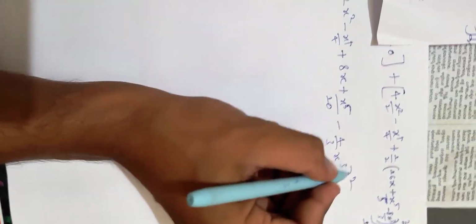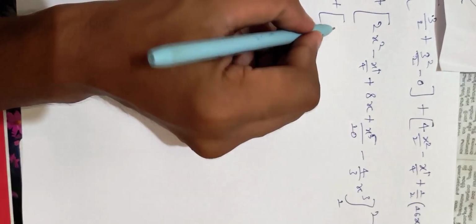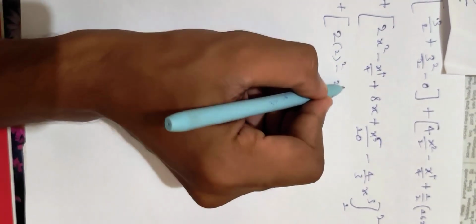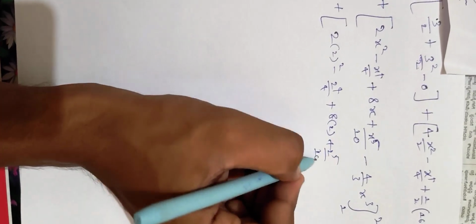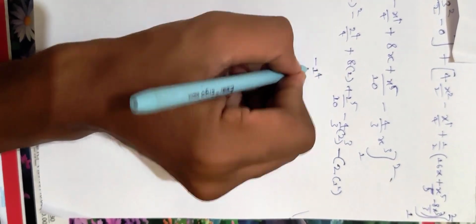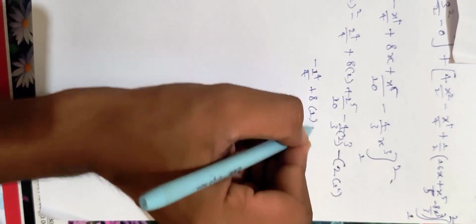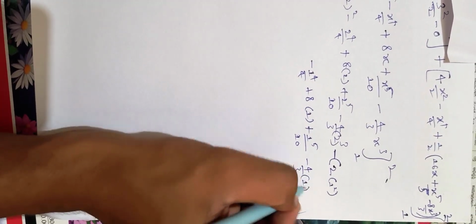Then simplify this one. First substitute the upper limit value of x, that is 2. So 2 times 2 square minus 2 raised to 4 by 4 plus 8 times 2 plus 2 raised to 5 by 10 minus 4 by 3 times 2 cube. Now substitute x equals 1, that is the lower limit. So 2 times 1 square minus 1 raised to 4 by 4 plus 8 times 1 plus 1 raised to 5 by 10 minus 4 by 3 times 1 cube.